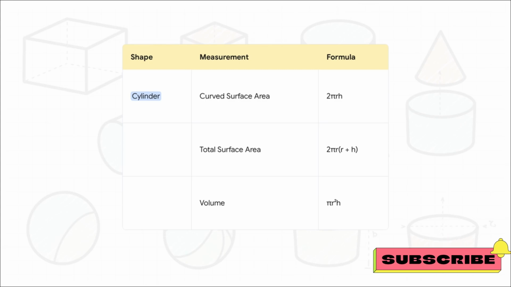But here's the really cool part, the curved surface area. Imagine you could peel the label off the can and lay it flat. What would you have? A perfect rectangle. Its height is the can's height, h, and its width is the distance around the circle on top, which is 2 pi r. Isn't that wild?